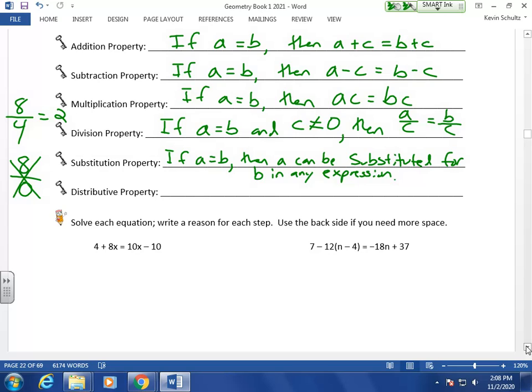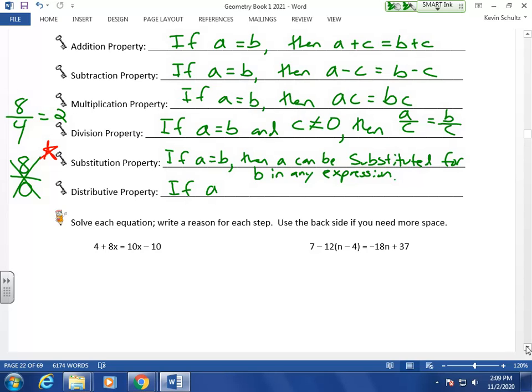I want you to star this one because we won't use it quite as much in CO15, but going forward, that property is going to be one of your go-to things. The substitution property, it's not prevalent in CO15, but going forward, you'll be using it often. Then finally, the distributive property, we've talked about this in algebra as well.